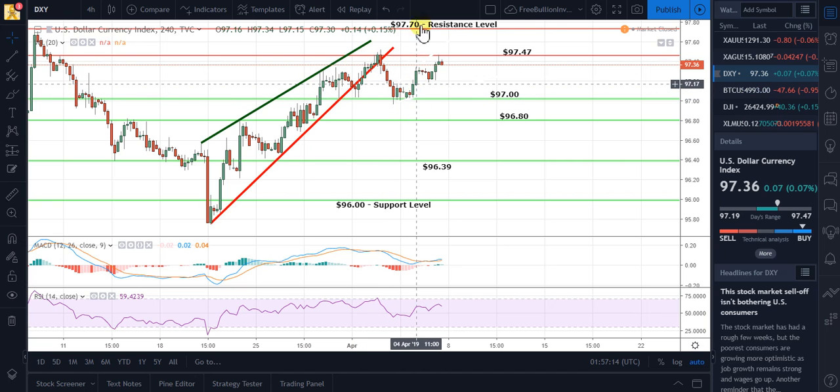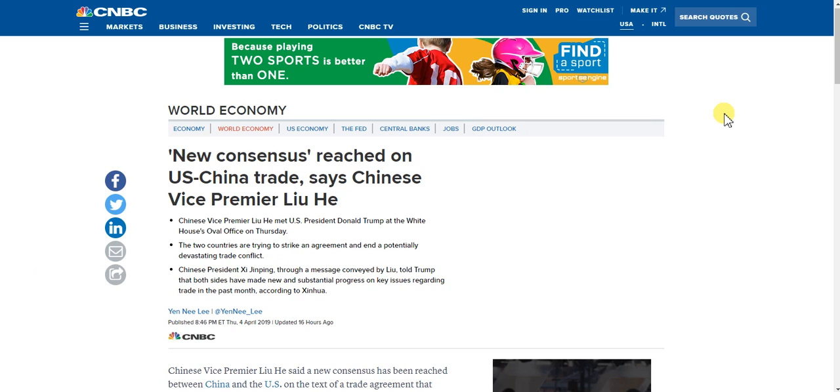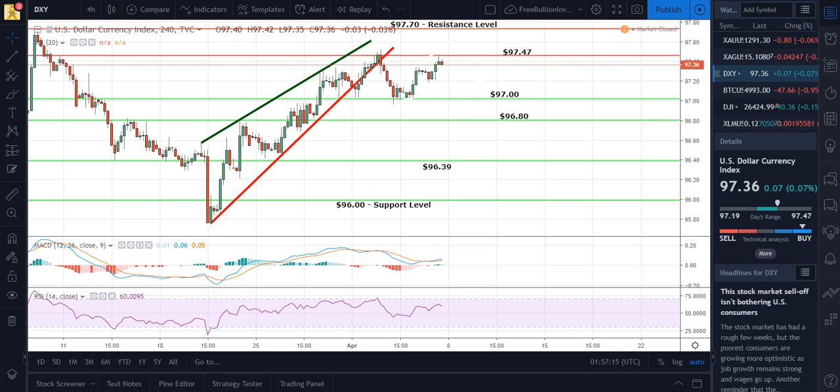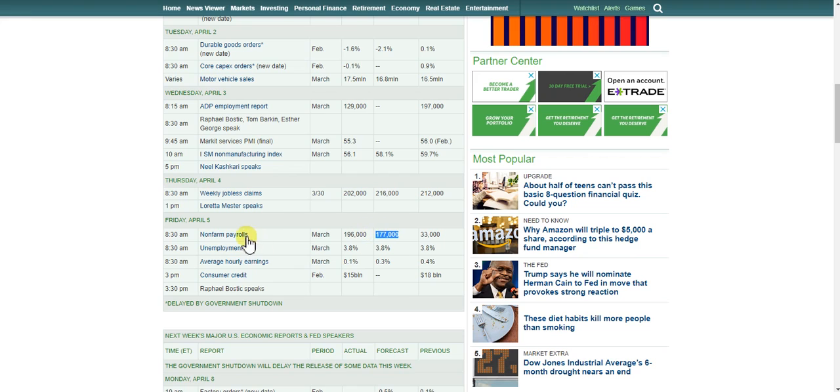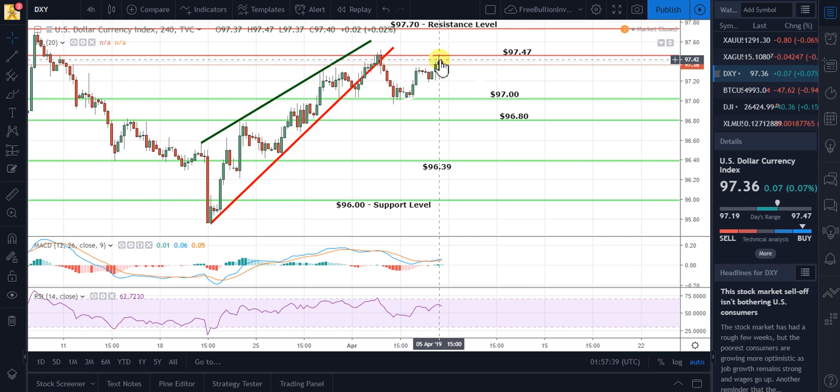However, then on Thursday, we heard that some more good news was coming out of the trade talks between China and the U.S., which helped the dollar move higher. And then obviously we heard from the Labor Department about the non-farm payroll report, which came in much better than the ADP report at 196,000 jobs, which also helped the dollar move higher. So that helped this negative pattern to be confirmed.